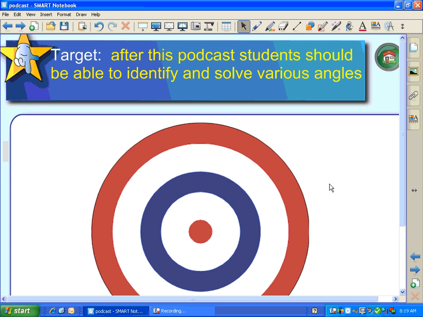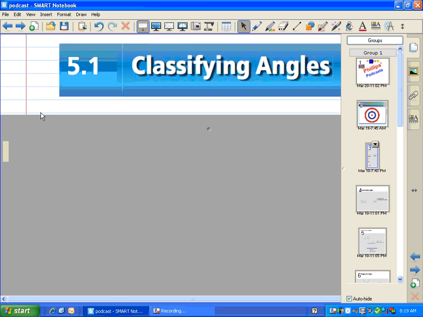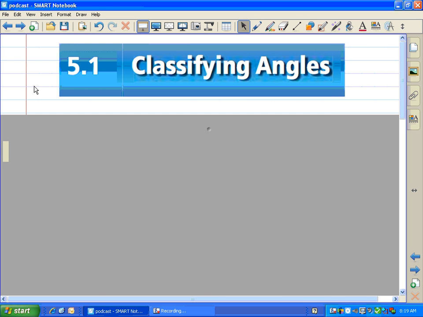After watching today's podcast, you should be able to identify and solve for various angles. Today's podcast is going to be on lesson 5.1, classifying angles.